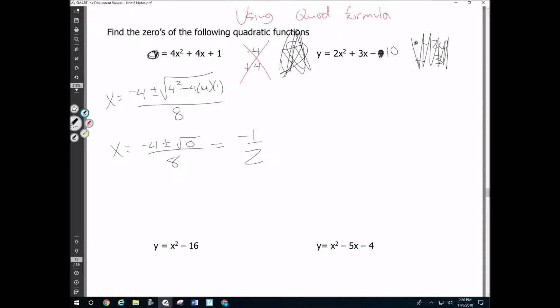How do you know if you'll get a solution if you try to factor it? I could check using the discriminant. b squared, 9, minus 4 times 2 times negative 10. 9 minus 8 times negative 10 is negative 80. So it's 9 plus 80. That's 89. That's a positive number, so I'm going to be able to take the square root of it. There will be a solution. c is negative 10.